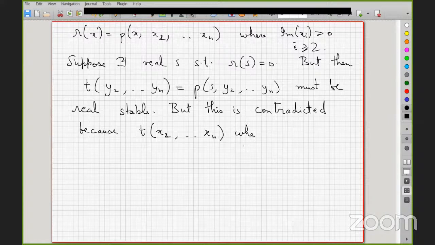Well, remember one of the slightly non-trivial things we did. Whenever you take a real stable polynomial and put one of the variables to be real, it still remains real stable, unless it just vanishes completely or something.